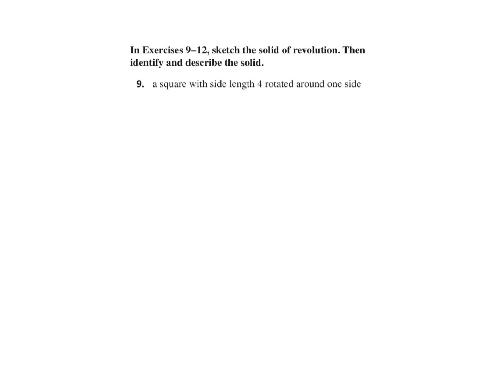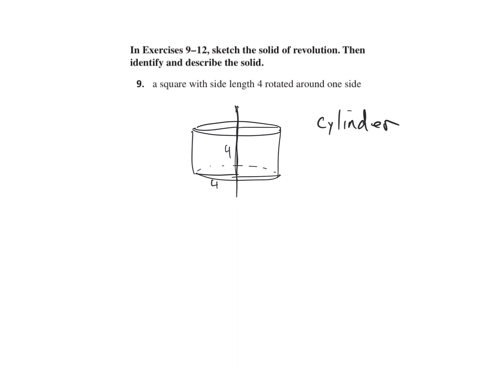Sketch the solid of revolution, then identify and describe the solid. Okay, so first of all, we have a square. We're going to sketch the solid, and the side length is 4. And we're going to rotate it around one side. So pick a side and then rotate it. So draw it on the other side, and then just draw these ellipses. And describe the solid. So we have a cylinder with a radius of 4 and a height of 4.